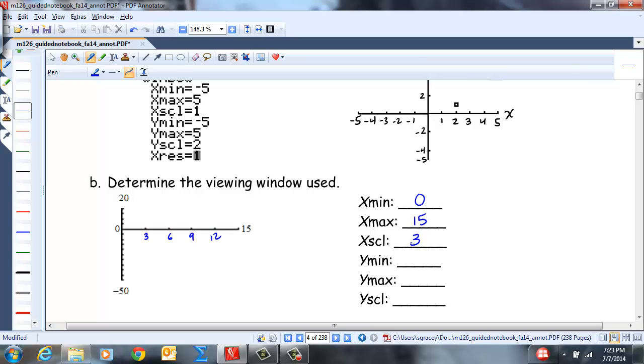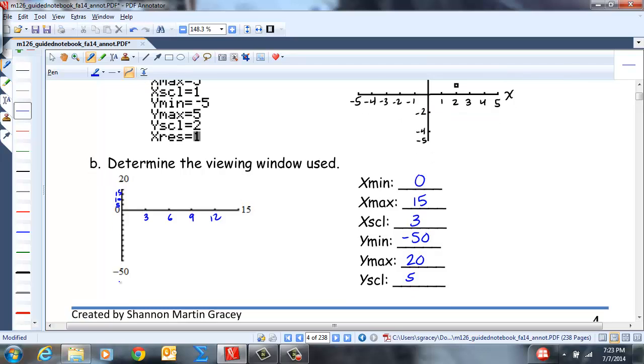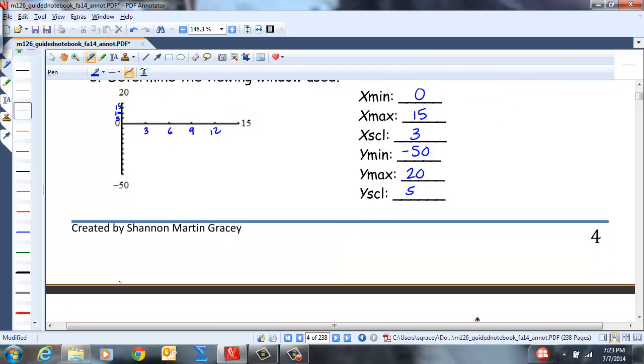How about our y min? Nice, -50. Y max, 20. And the y scale, let's do the one with 20 because it'll be the same down here. So there's 1, 2, 3, 4 tick marks. So if we went 5, 10, 15, 20, that works. So the y scale is 5. And then down here it'd be like -5, -10, etc. All right. Good. Moving right along.